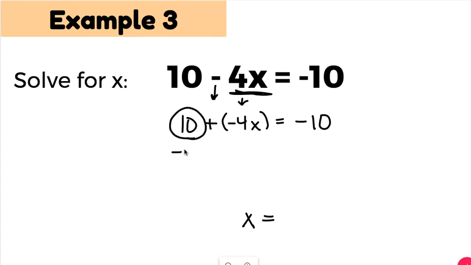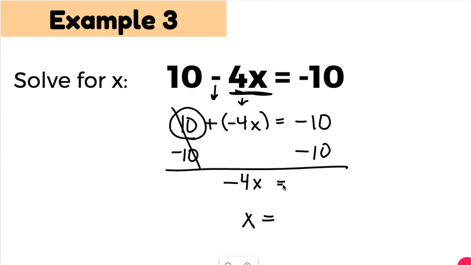So this guy is going to become 0 by adding negative 10 to both sides. 10 plus negative 10 is 0. I'm left with negative 4x. Be careful again over here. The answer is not 0. If I have 10 negatives and I combine it with 10 more negatives, I have 20 negatives. Same sign, combine. I combine them and get 20. Because they're both negative, it's negative 20.